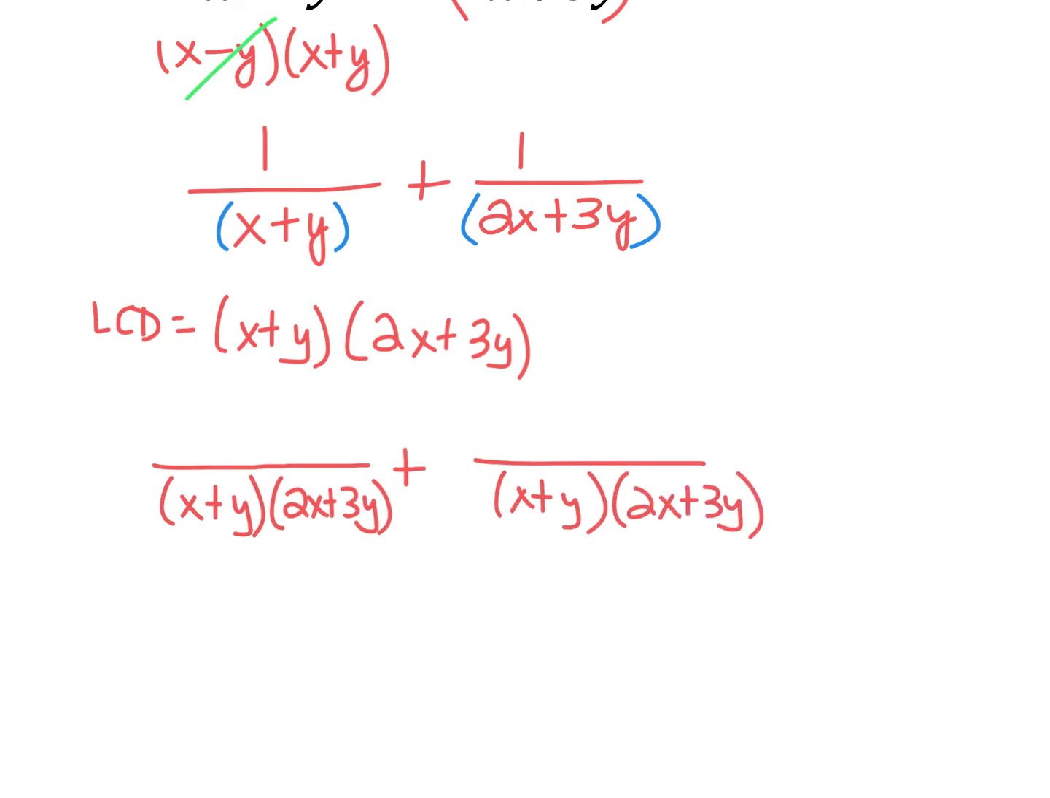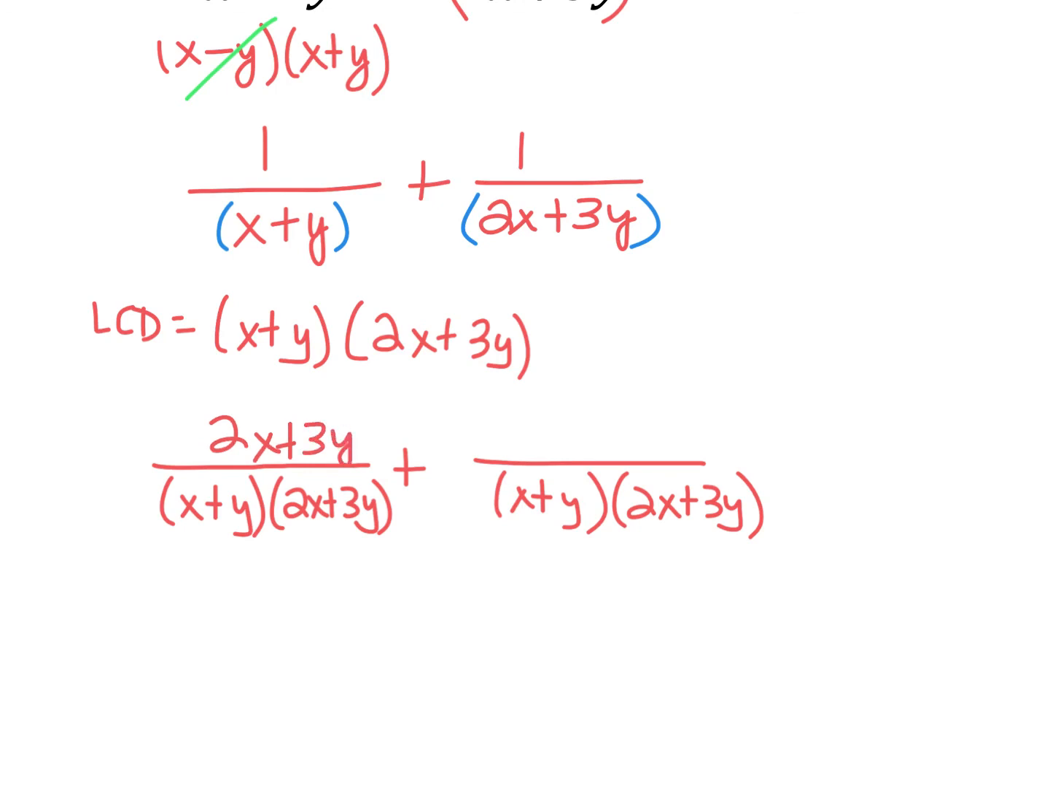As I take a look at this first rational expression, to go from an original denominator of x plus y to a new least common denominator of x plus y times 2x plus 3y, I obviously multiplied by 2x plus 3y. So what I multiply the denominator by, I need to multiply the numerator by. In other words, I'm going to take this 1 in the numerator and multiply it by 2x plus 3y.